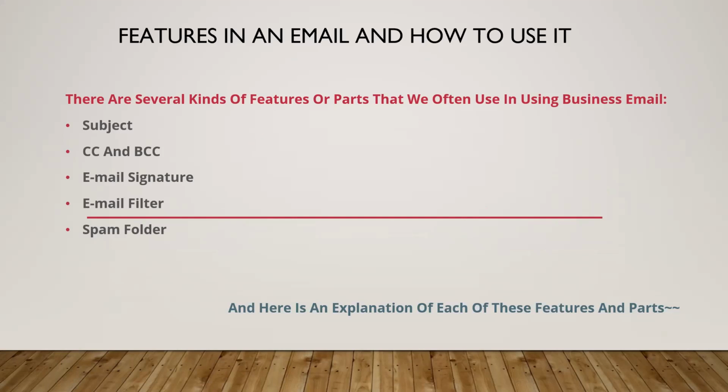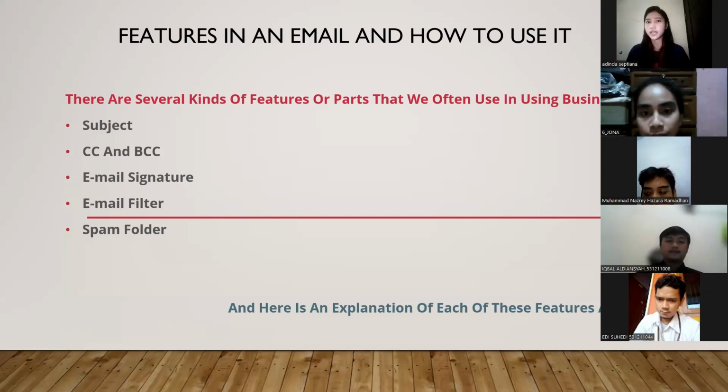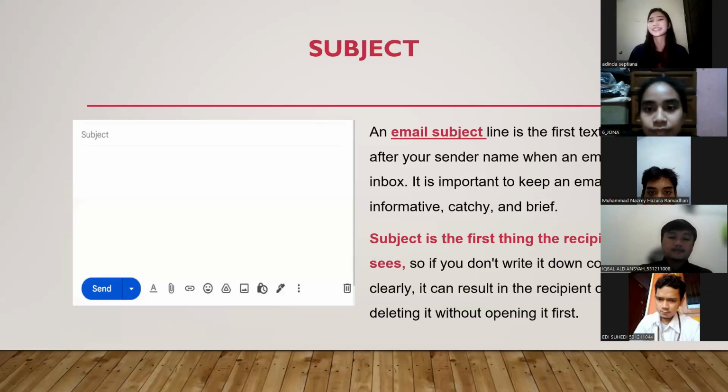Thank you, Kak Jona. So I will explain about features in an email and how to use them. There are several kinds of features or parts that we often use in business email: 1. Subject, 2. CC and BCC, 3. Email signature, 4. Email filter, and 5. Spam folder.